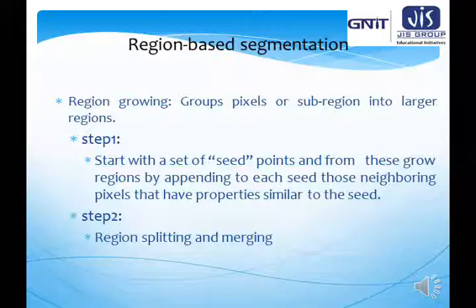Now for region-based segmentation, we have to discuss some processes. The first one is region growing, which groups pixels or sub-regions into larger regions. The definitions have been given here and we have to mention some steps. Step 1 is to start with a set of seed points and from these grow regions by appending to each seed those neighboring pixels that have properties similar to that particular seed point. Step 2 is the region splitting and merging process.